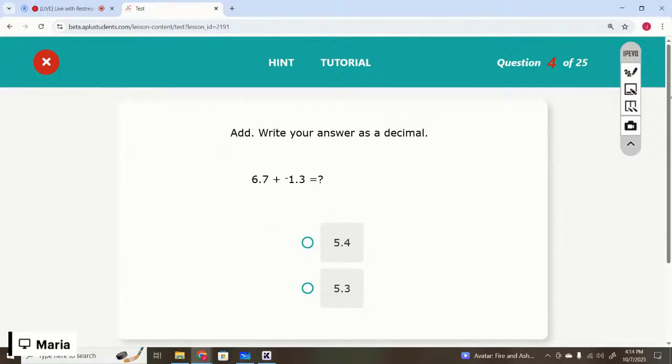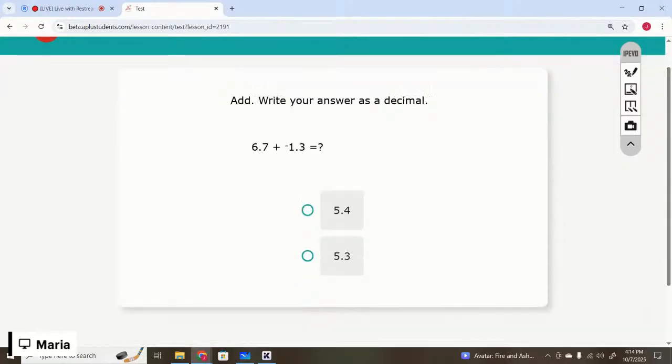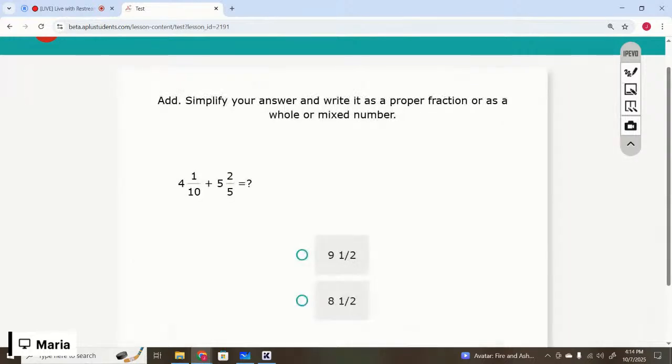6.7 plus negative 1.3. So one of the numbers is positive and one is negative, so you need to subtract them. 7 minus 3 is 4 and 6 minus 1 is 5. That is 5.4. Option number 1 is the correct option. Okay, you can complete the lesson.